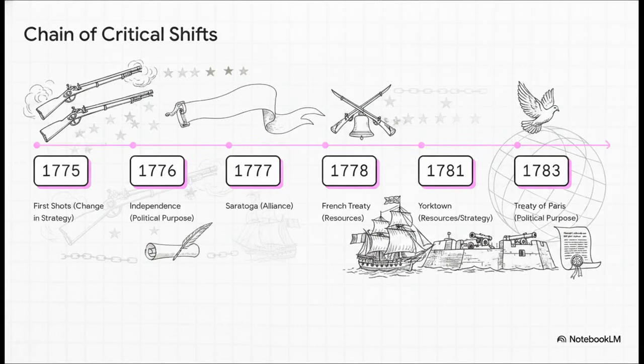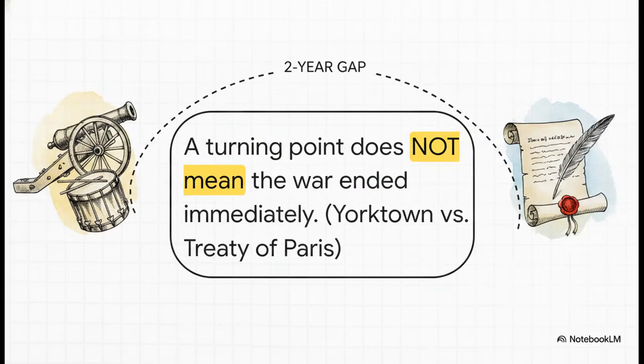But hold on, we need to clear up a major misconception right away. A turning point does absolutely not mean the war ended immediately. Just look at the gap here. The surrender at Yorktown was this momentous turning point in 1781, sure, but the war didn't officially conclude until the Treaty of Paris 2 whole years later.